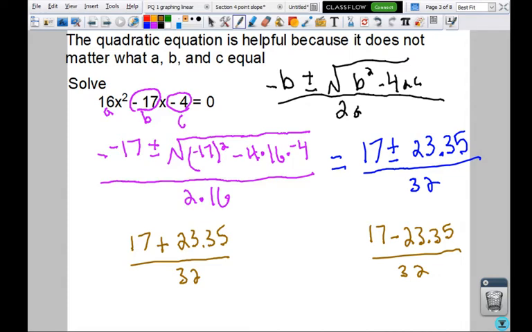I get 1.26 for my first answer. For my second answer, Desmos is really nice because I don't need to type the whole thing in again. I'm just going to delete this plus, put in a minus. And I get negative point, well, this is going to round a little weird. The 9 is going to round up to a 1, which rounds that 1 up to a 2. Negative 0.2 for my second answer. So both my answers: x equals 1.26 and negative 0.2.